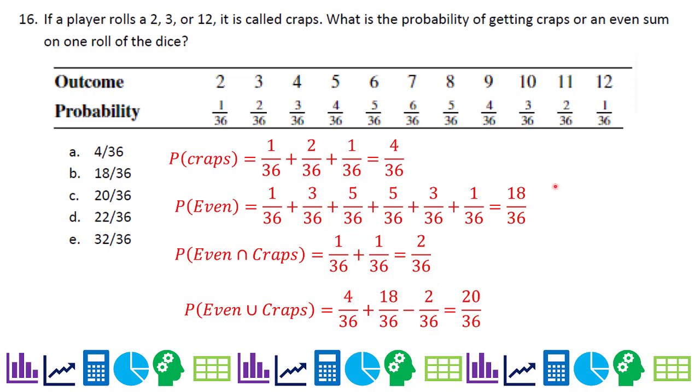Now, what you could have also done is you could have said, okay, I'm going to do the evens and then just figure out which craps one is not even, which is the 3, and add it there. So you could have done a shortcut on this, but I thought we'd practice with our formula. And that is your answer.